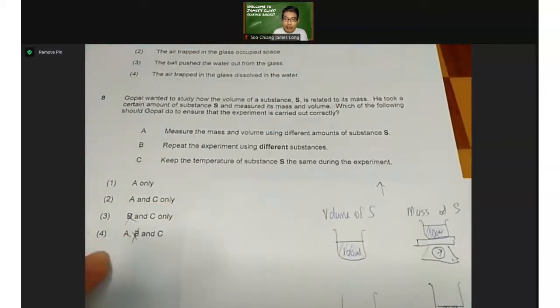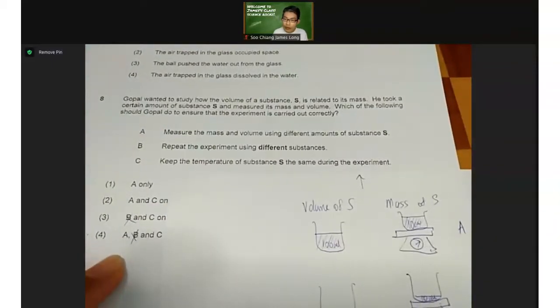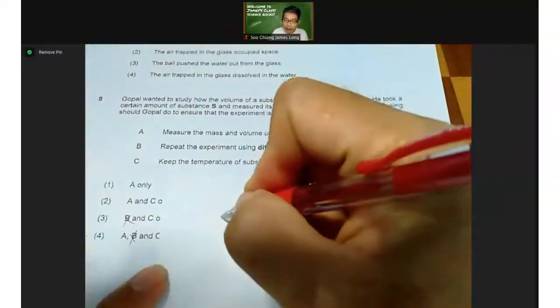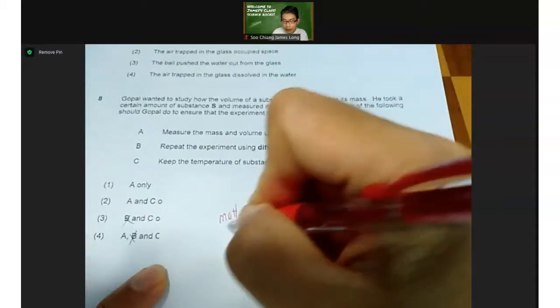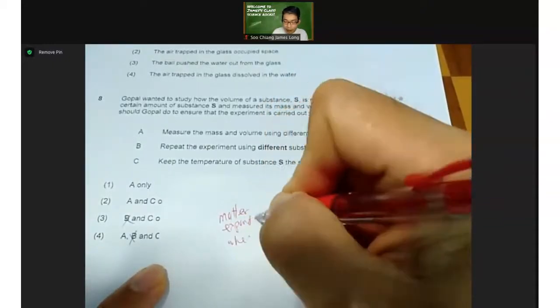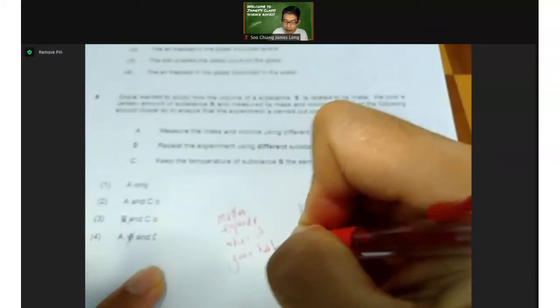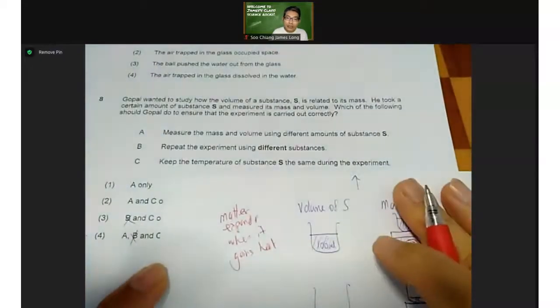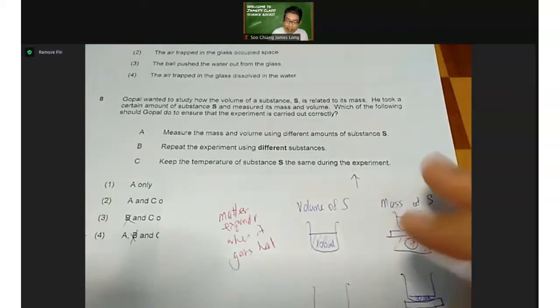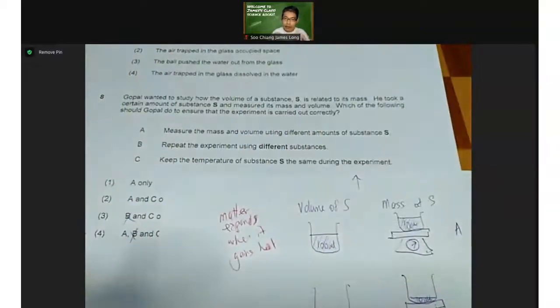Keep the temperature of S the same. And that is true because we learned in the topic of heat energy that matter expands when it gains heat. So if you talk about measuring volume, if matter expands, it will have a greater volume.